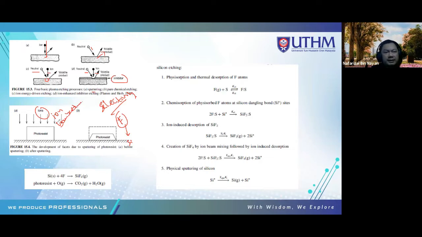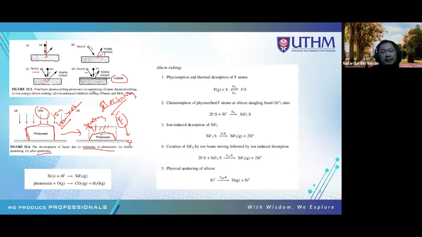Since we have this ion bombardment process, even though we have the photoresist area here to cover the area that we don't want to etch, sometimes the photoresist also becomes smaller due to the ion bombardment. It becomes something like this after the process. It removes the photoresist material by the sputtering phenomenon, so sputtering of the photoresist.